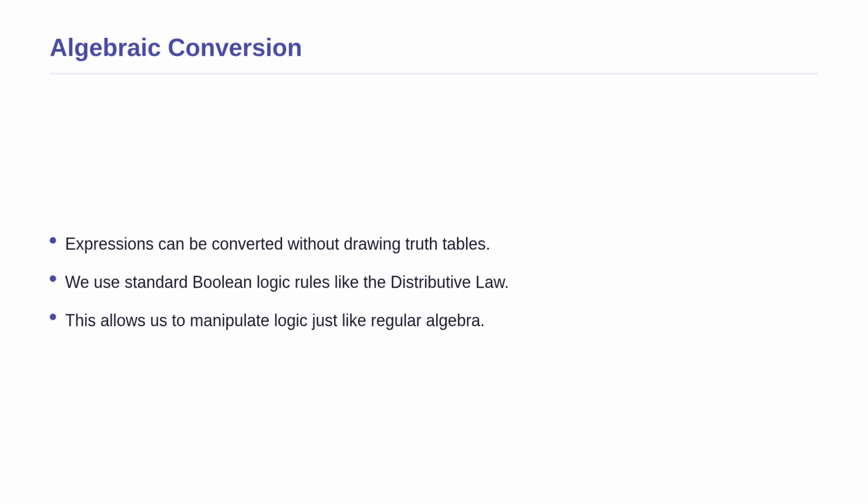Now that we have extracted forms from truth tables, let us look at another method. Sometimes you are given a specific Boolean expression that is currently mixed up and not in a standard format. Instead of drawing a massive truth table to find the standard forms, we can convert the expression algebraically. We do this using standard Boolean logic rules, such as the distributive law. This is a beautiful aspect of discrete mathematics because it shows how we can manipulate logical statements exactly like we manipulate numbers in regular algebra. It saves time and provides a deeper understanding of how the variables interact.